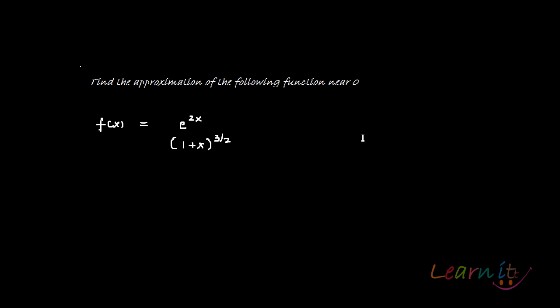The task is to find the approximation of the following function nearby 0. So how do I proceed in that? The function given to us is actually a product of two functions. It is a product of an exponential function e to the power 2x and this function, (1 + x) to the power -3/2.